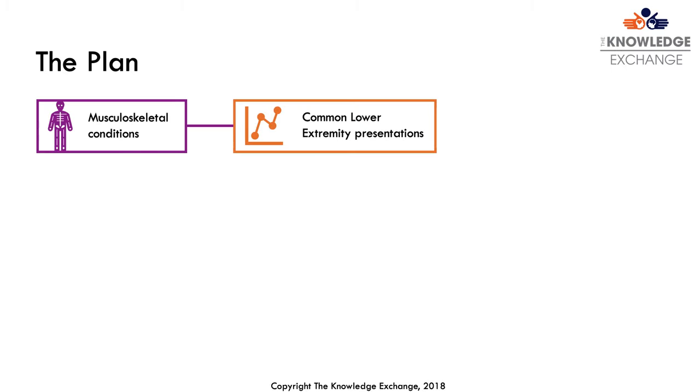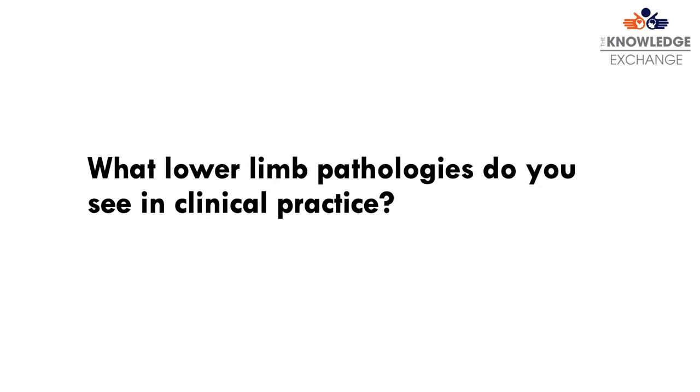So let's have a look at the common lower limb presentations that we see in clinical practice. Have a brief think to yourself now about the most common musculoskeletal conditions and perhaps the most challenging lower limb pathologies that you see in clinical practice at the moment. How do they typically present? Who typically presents with these injuries or symptoms? What's your typical patient that presents with them? And what are their outcomes like? Do they have a successful recovery? Do they have a fast recovery? Or does it take a long time?